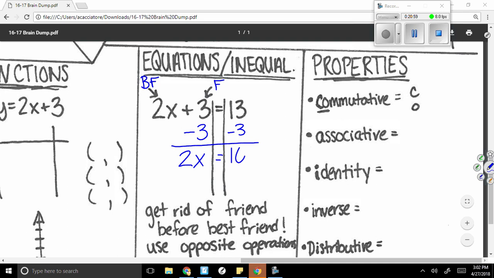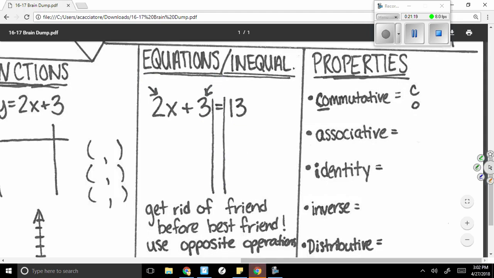Just do the math on the other side. Remember, squish together means multiply. If you do the opposite and divide, you'll be left with just the variable. Same thing on the other side, divide by 2. So x in this equation equals 5. You want to get rid of the friend before the best friend, and we have to use the opposite operations.